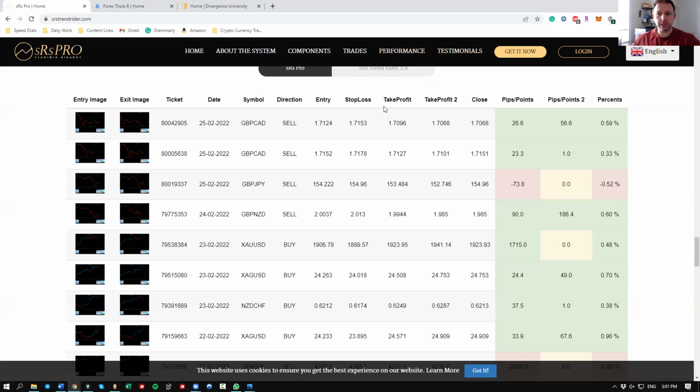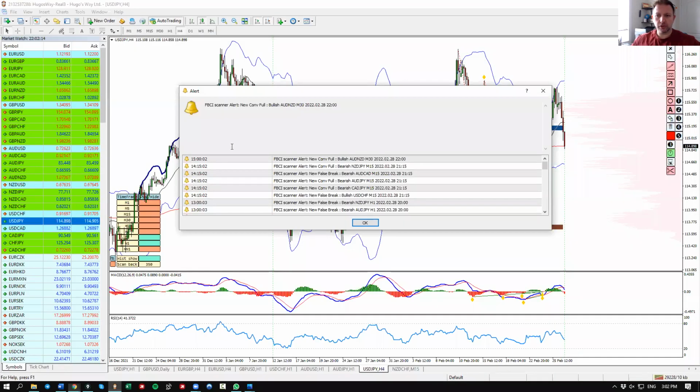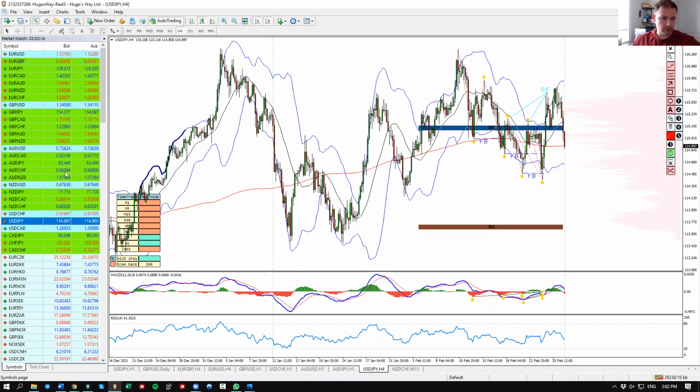So let's start with the two trades that we've had this week. The SRS was traded mainly by my team this week, as I was busy with a lot of other things. I want to explain two very important trades. Pound CAD, and explain why we went for a sell here. So first of all, let's talk about why sell.